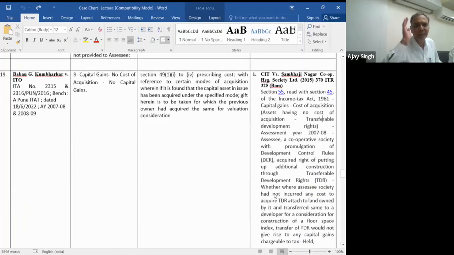is of the Tribunal, Babanji Kumarkar. Very short, this is a Pune tribunal decision. This is a case of a decision where there is no cost of acquisition and therefore no capital gain. Here was a case where the SSC's forefather had received certain land. Actually the forefather was cultivating the land which was belonging to certain jagirdars and so and so.